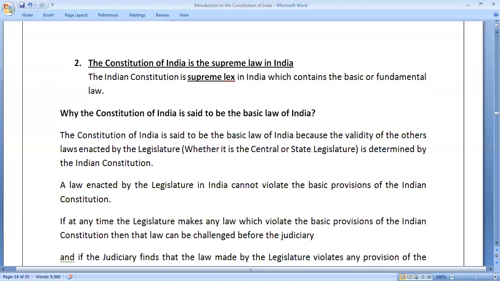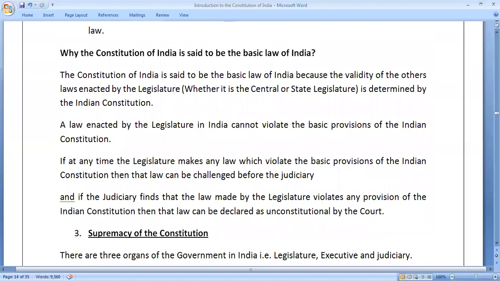What will happen if the legislature makes any law which violates the basic provisions of the Indian Constitution? The answer is that if at any time the legislature makes such a law, then that law can be challenged before the judiciary. And if the judiciary, while exercising the power of judicial review, finds that the law violates any provision of the Indian Constitution, then that law can be declared unconstitutional by the judiciary. There are a number of laws made by the legislature which have been declared unconstitutional by the judiciary. We will discuss all those laws in the next videos as well.